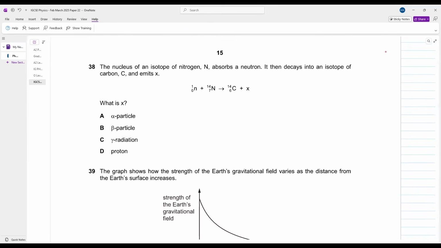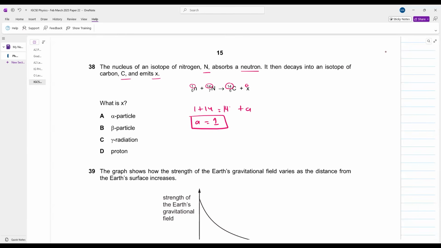The nucleus of an isotope of nitrogen absorbs a neutron. It then decays into an isotope of carbon and emits X. What is X? ठीक है, X हमने निकालना है. How will we do that? First of all, the sum of mass numbers on the left hand side, 1 plus 14, is equal to the sum of mass numbers on the right hand side, 14 plus, let's say this is A, 14 plus A. A की वैल्यू क्या आ जाएगी, 1.